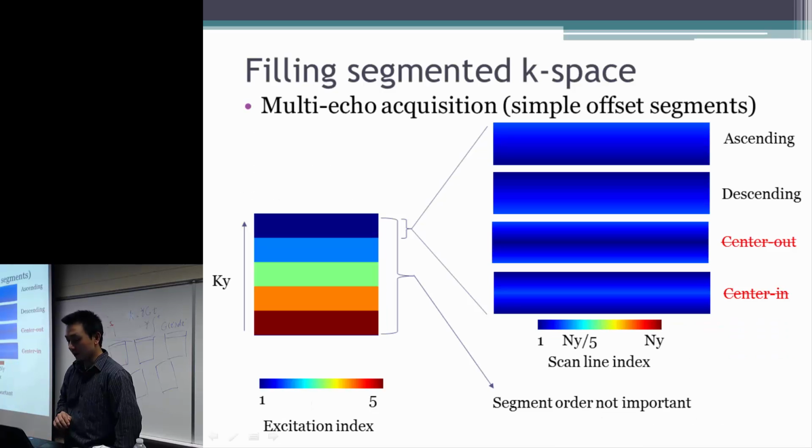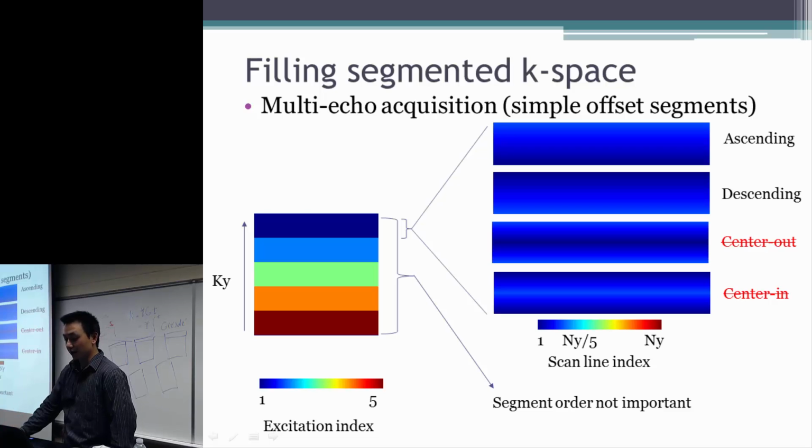Okay, so this is another segmented strategy, the simple offset segments. Here, we only need 5 excitations to collect the whole K-space. Each excitation collects one whole segment. So in this simple offset segments, we only need 5 rather than ny over 5 excitations.